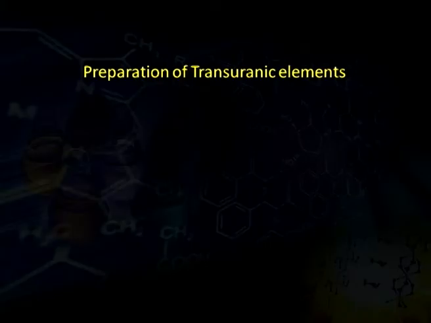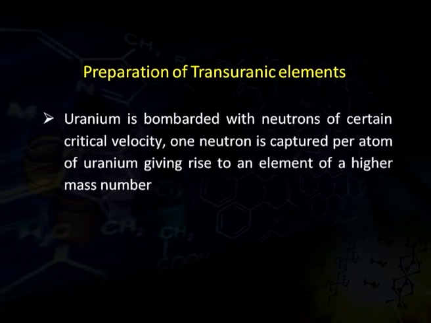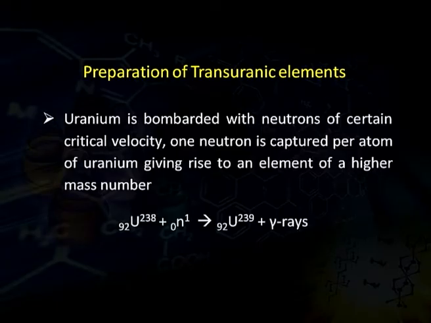Let us discuss briefly the preparation of the transuranic elements. Uranium is bombarded with neutrons of a certain critical velocity. 1 neutron is captured per atom of uranium, giving rise to an element of a higher mass number. It is the backbone for production of the transuranic elements. See this reaction where uranium 238 is bombarded by a neutron, which is converted into uranium 239.